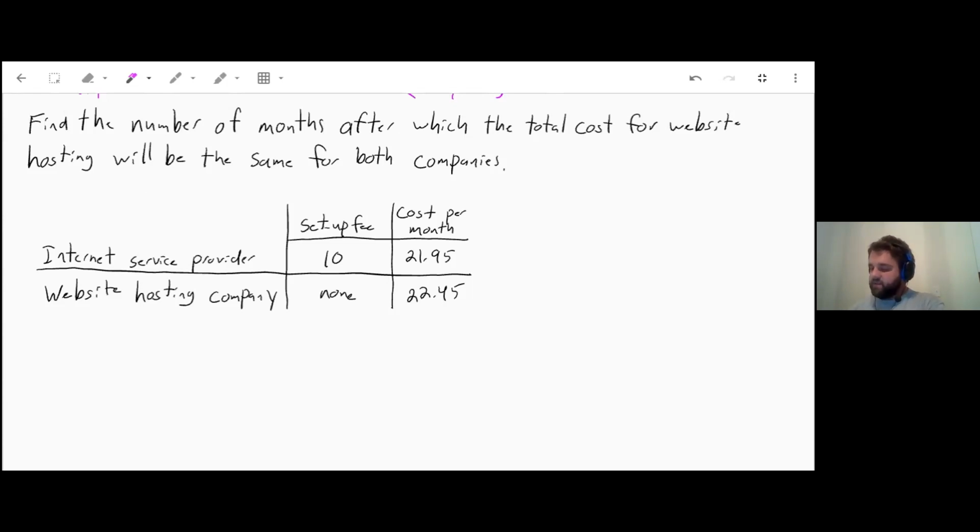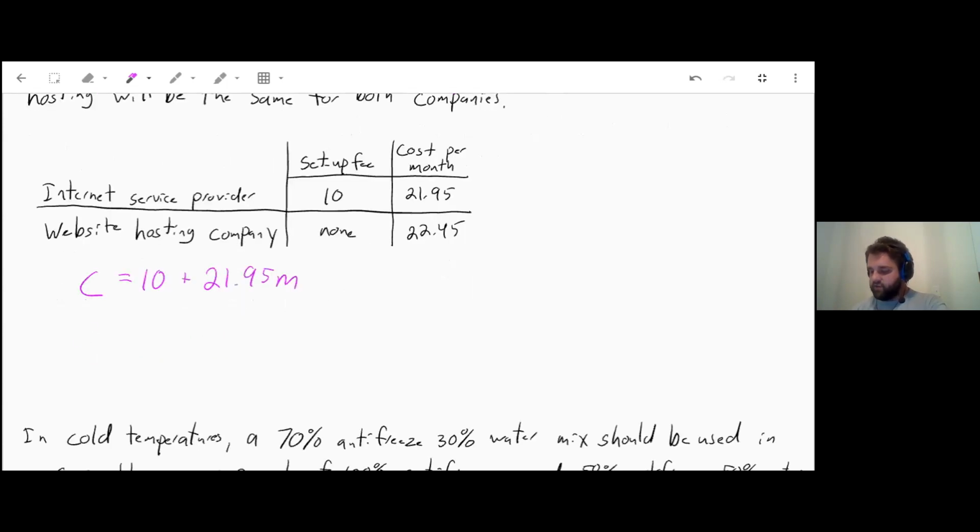So just looking at this, our cost for the first one is equal to $10 plus $21.95 per month. The cost for the second equation is strictly just $22.45 per month. So let's actually go back to our graphing calculator and solve this on there.